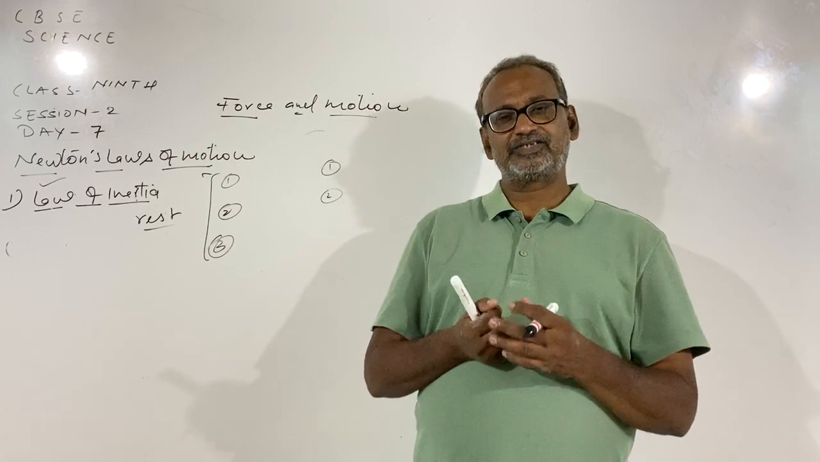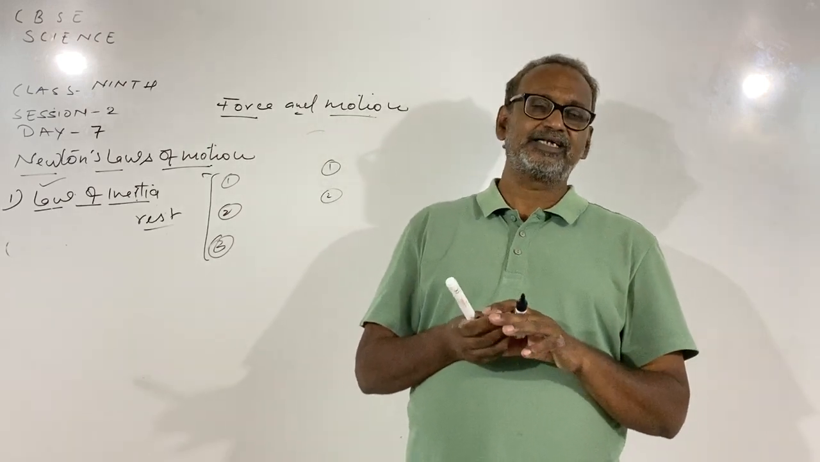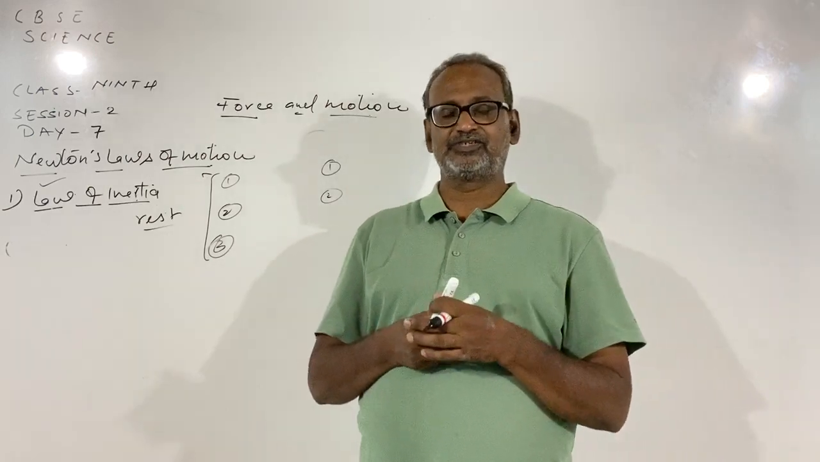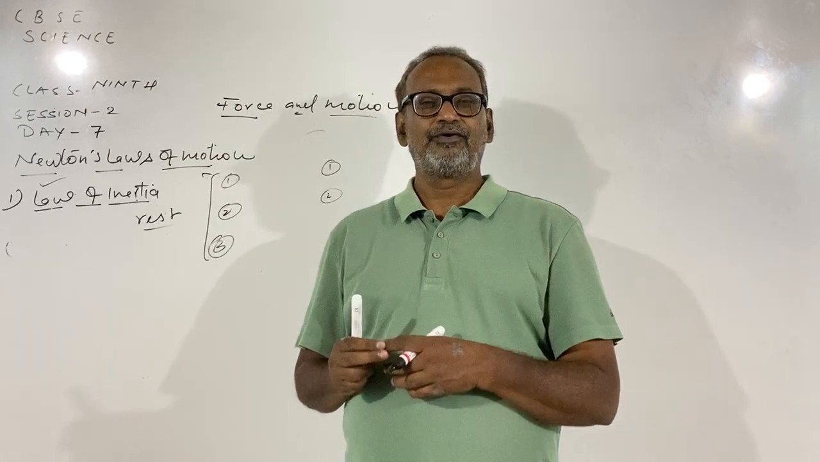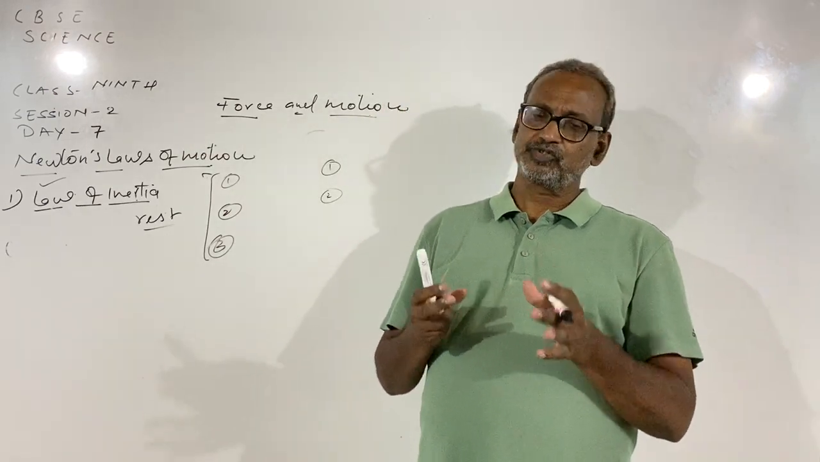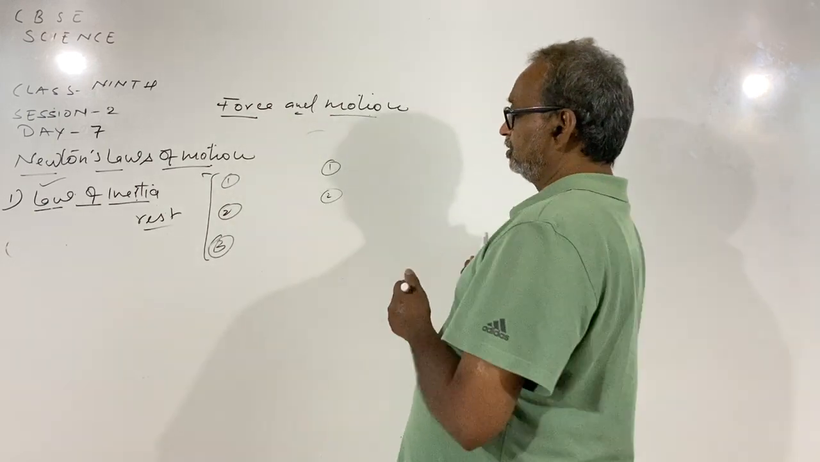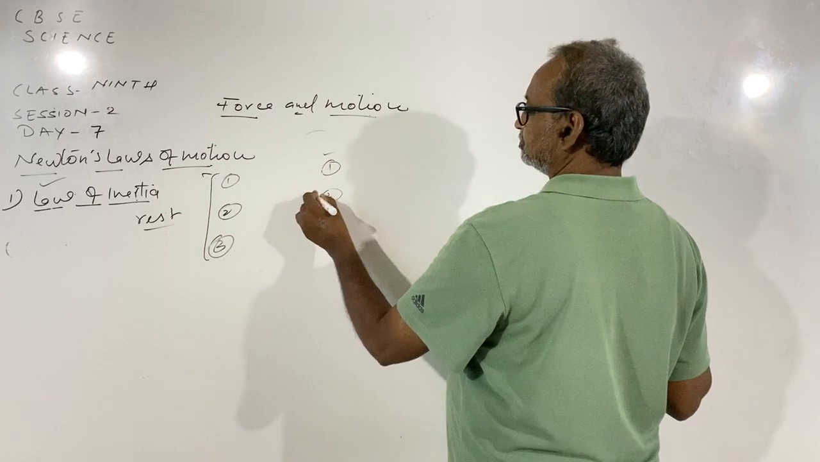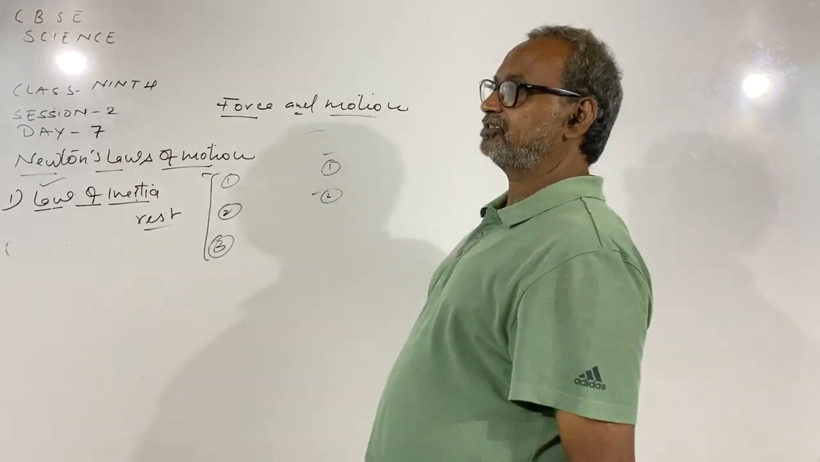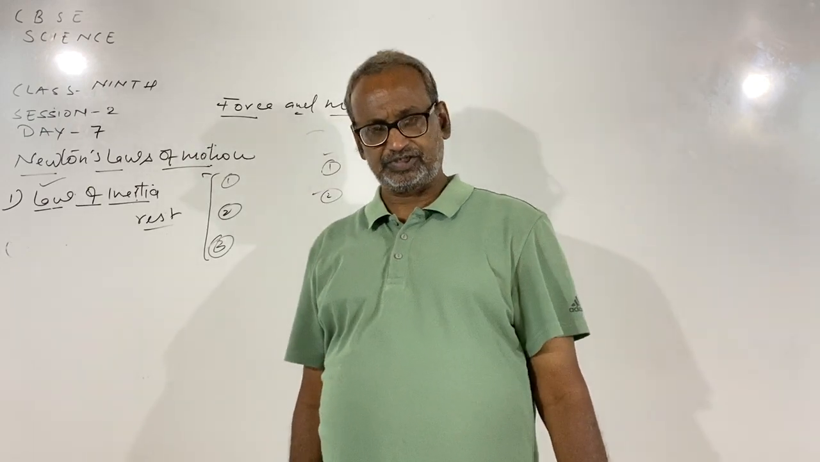Therefore, the passengers are likely to fall in the forward direction, and that is why it is advised to use a safety belt while in a car. So these are the illustrations of inertia of motion.